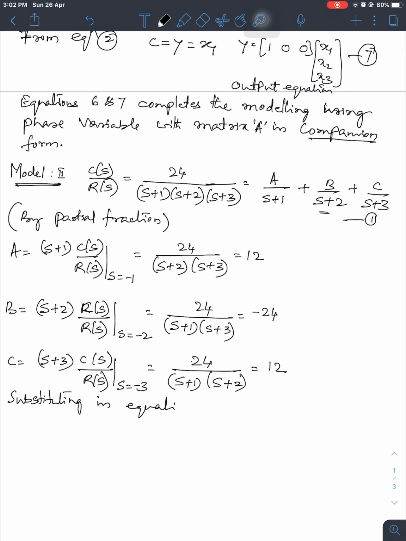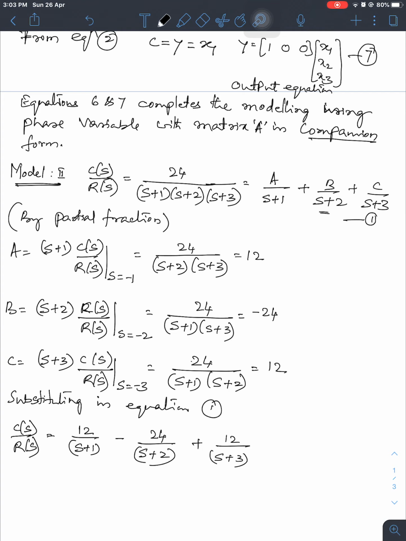What do we get? We get C(s)/R(s) equal to 12/(s+1) minus 24/(s+2) plus 12/(s+3). What do we do further?